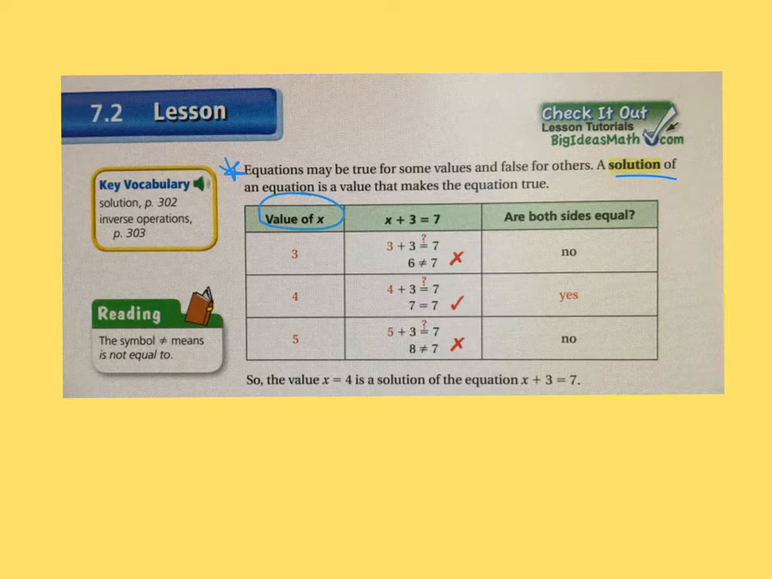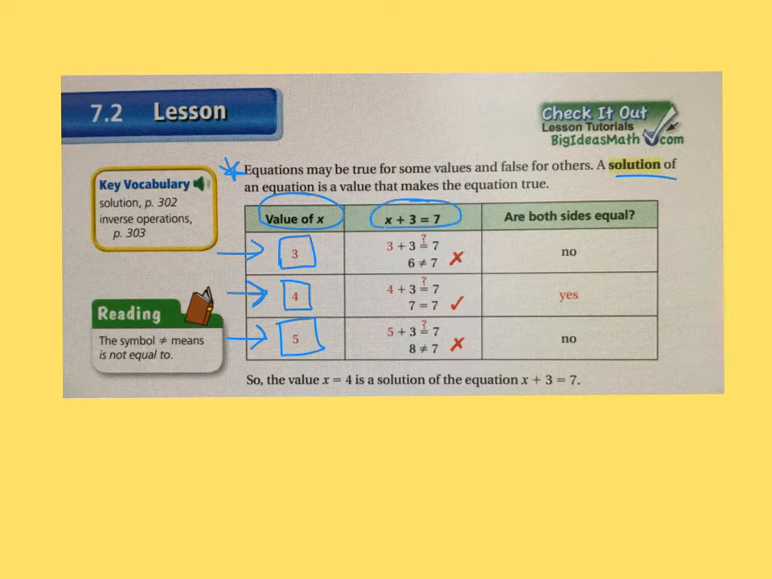So the value of x. They're telling me that the value of x for this row is 3. The value of x for this row is 4. And the value of x for this row is 5. So be really careful, this part becomes very confusing. Doesn't need to be though.